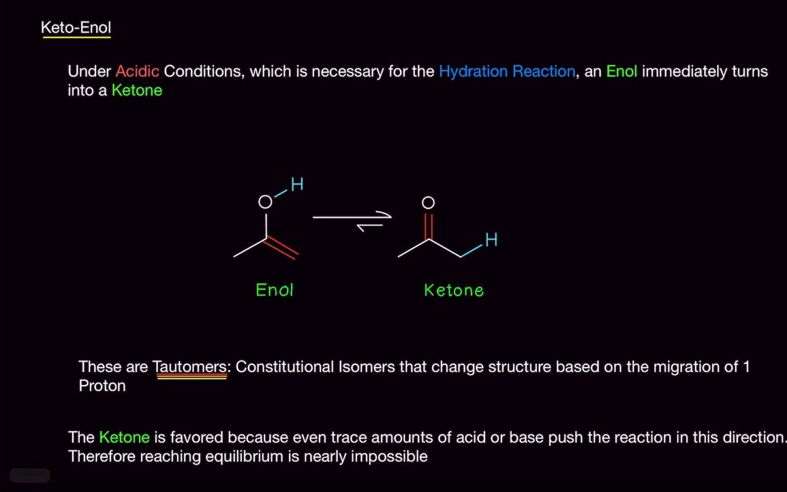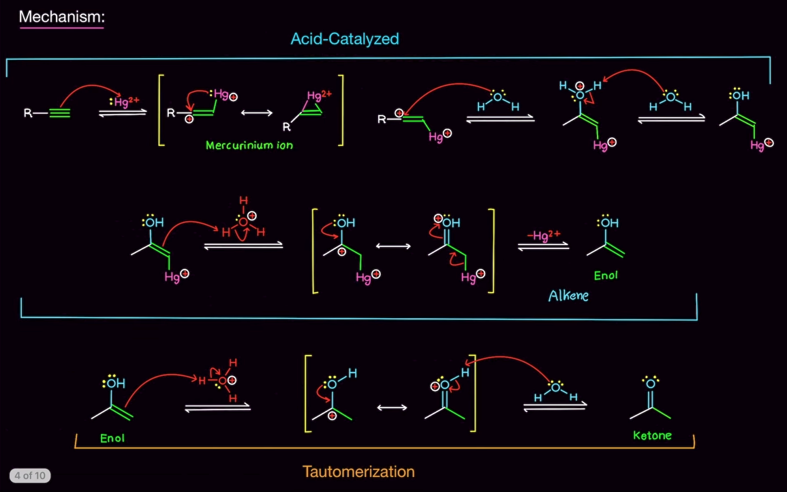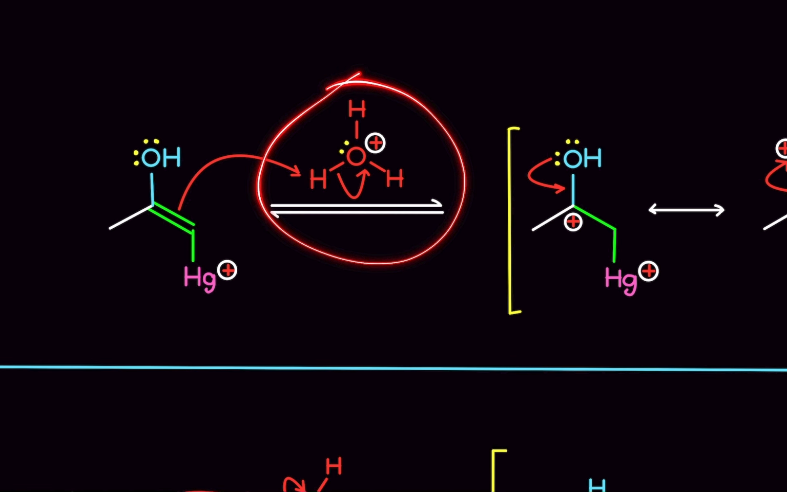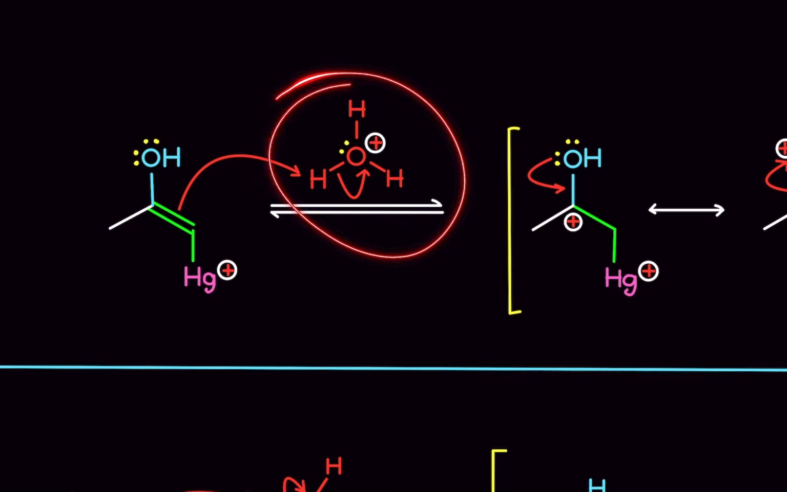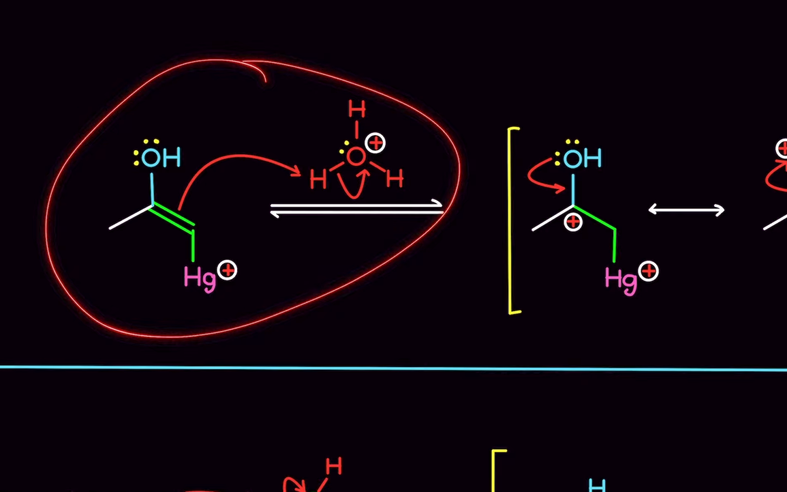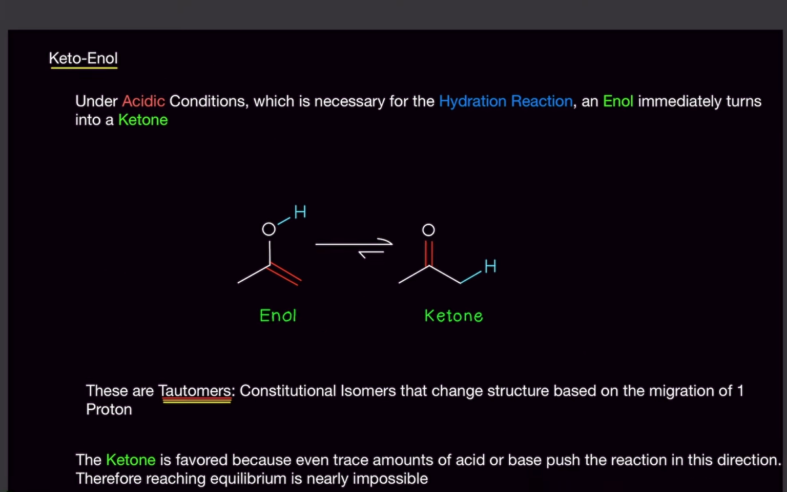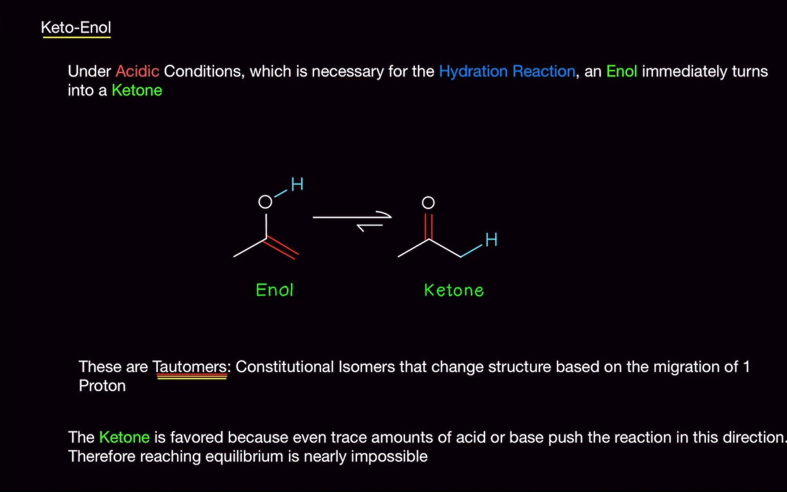Okay, keto-enol. So under acidic conditions, which is actually necessary for hydration reactions to occur, because in order to add the hydrogen, it needs to be in acidic conditions, because we're using hydronium to add the water. Hydronium itself is acidic, so we are in acidic conditions. This is in the beaker, and hydronium is very acidic. These two are in the beaker, so we're always in acidic conditions to do the hydration reaction. The enol immediately turns into a ketone.